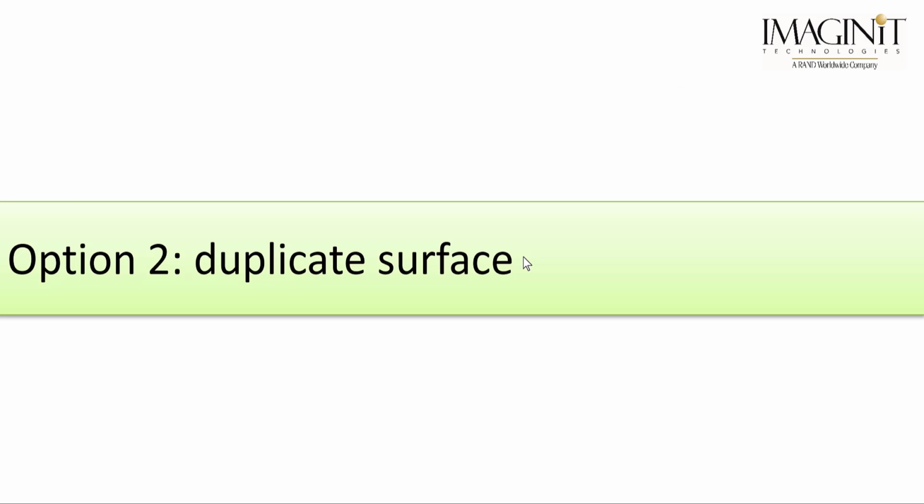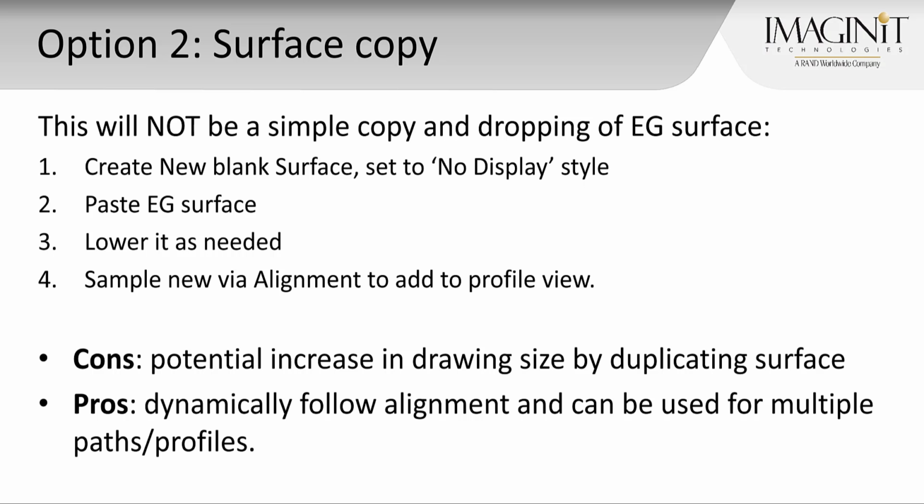Secondary option, to create a duplicate surface. In this case, it will not just be a simple copy and dropping of the existing grade. We're going to create a new blank surface, set it to a no display style, paste the existing ground onto it, and then lower it as needed. We will then sample the new surface in our alignment to add it to our profile view.